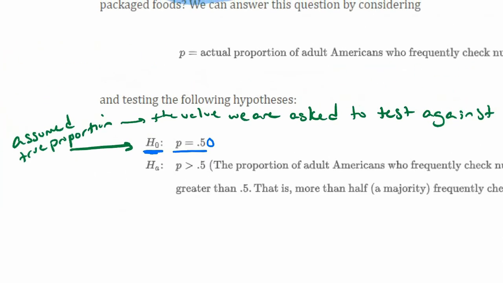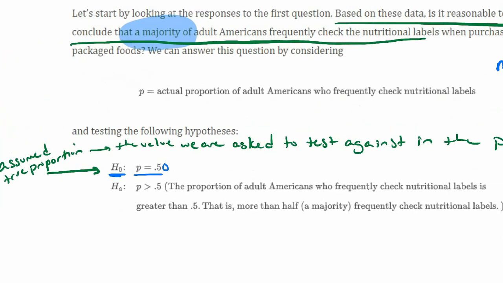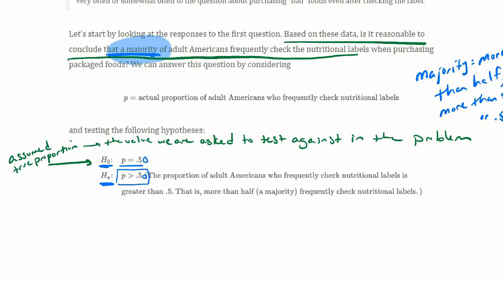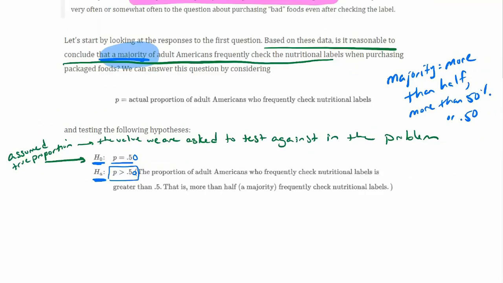And now, again, it says, can we conclude that a majority? That's what gives us H sub A. So the alternative here is, is it really more than 50%? We're going to see if the proportion is greater than 0.50. And again, that's what's in the question. The proportion of adult Americans who frequently check nutritional labels is greater than 0.5. That's basically what we're asking. Is it more than half? More than a majority, or a majority. All right, so it'll get easier.